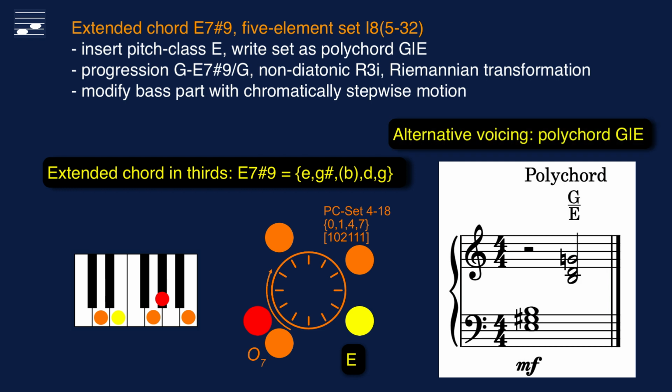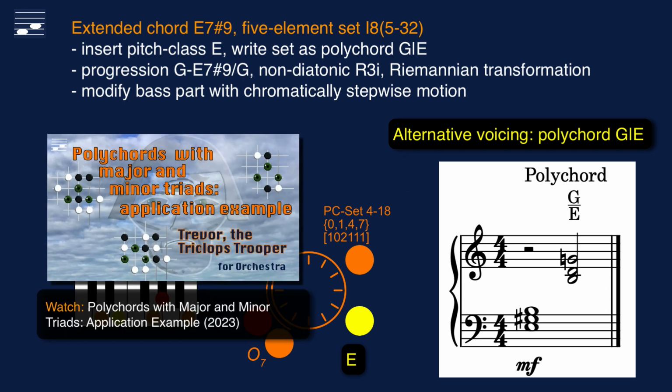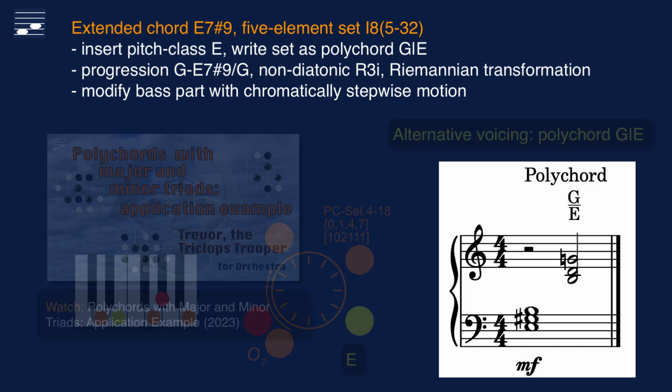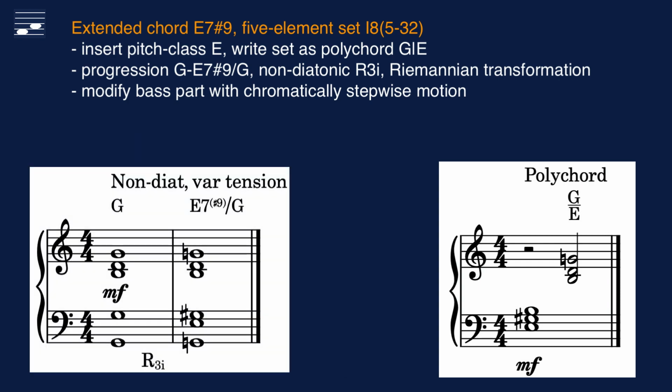We may write this as a polychord with two major triads, G over E. I recently uploaded a tutorial on writing music with this polychord type. On the left you see the progression from the G major triad to the polychord. Notice how the exposed minor ninth has become a stacking of a major sixth and a major third interval.